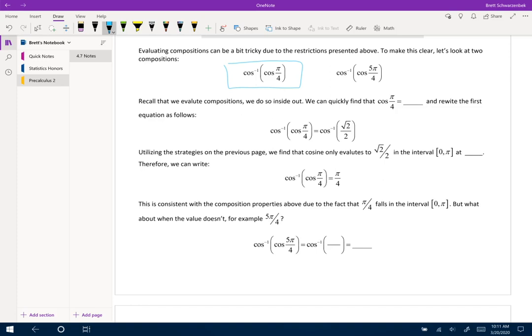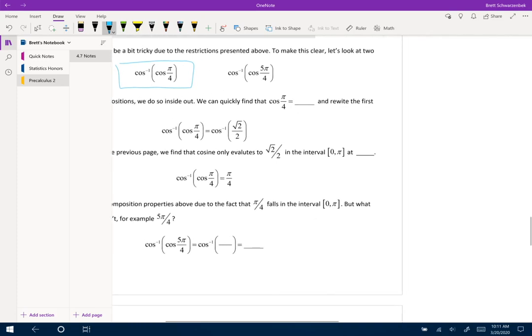So it says, recall that we evaluate compositions, we do inside out, as discussed. We can quickly find that the cosine of pi over 4 is what? Okay, so quickly meaning, ready? So we know that we have our unit circle. We know that pi over 4 creates a coordinate of root 2 over 2, root 2 over 2. Okay, cosine, the cosine of theta is always the x coordinate, so we're looking here.